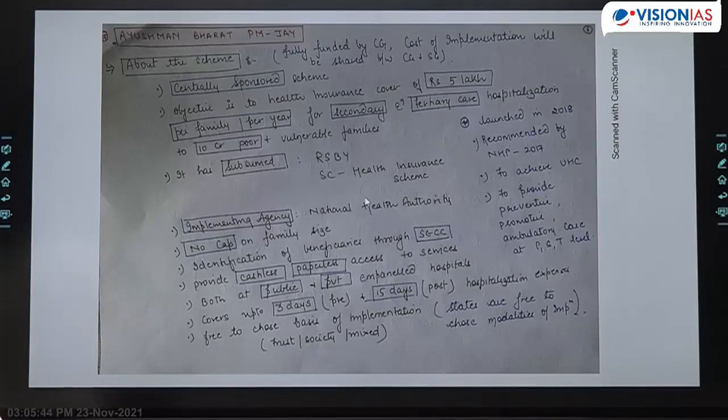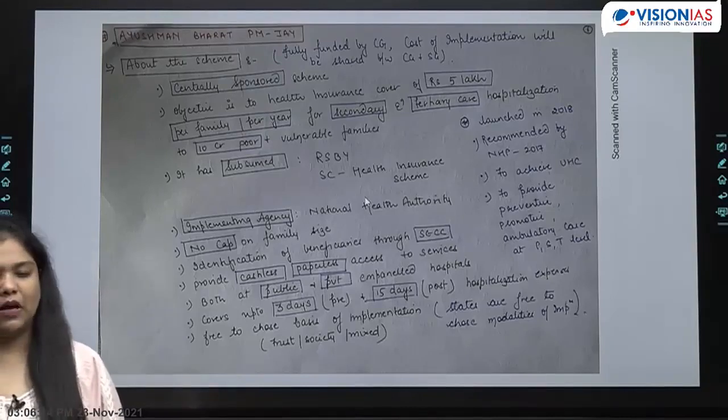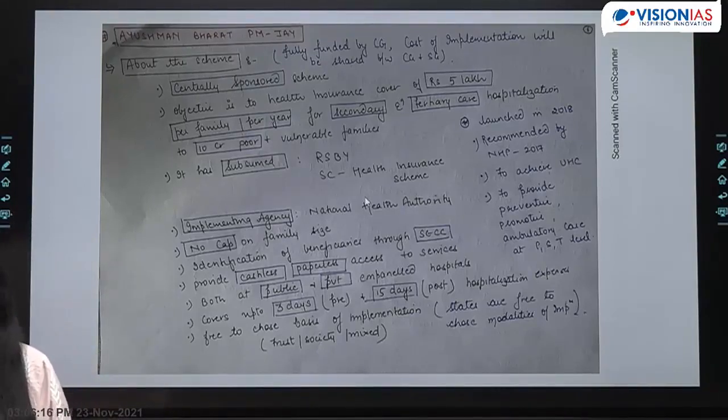ठीक है? It has subsumed the existing Yojanas, that is Rashtriya Swasthya Bima Yojana and Senior Citizen Health Insurance Scheme. The implementing agency would be the National Health Authority. There is no cap on the family size. The identification of beneficiaries is through the Socio-Economic Caste Census. Both public as well as private impaneled hospitals would be there. Cashless, paperless access है. 3 दिन का pre-hospitalization care and 15 days post-hospitalization expenses would be covered. Now how they want to implement the scheme, the ultimate choice lies with the state.